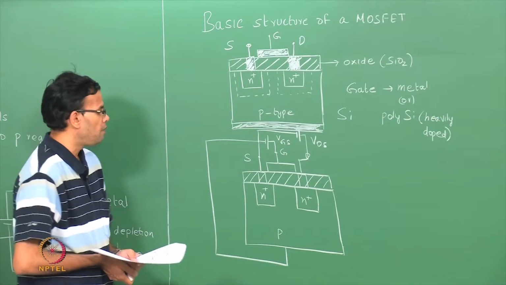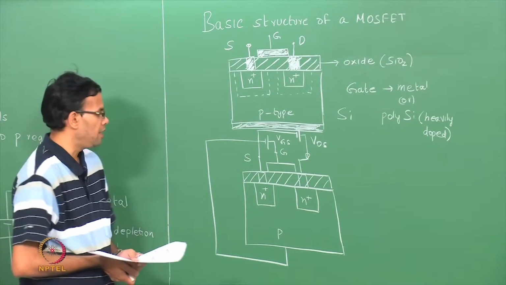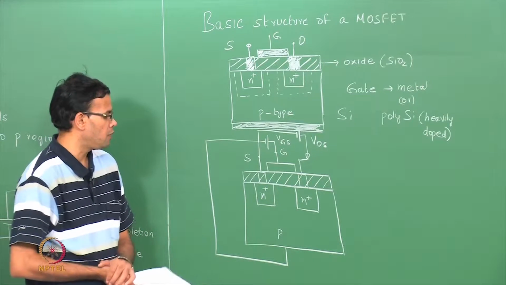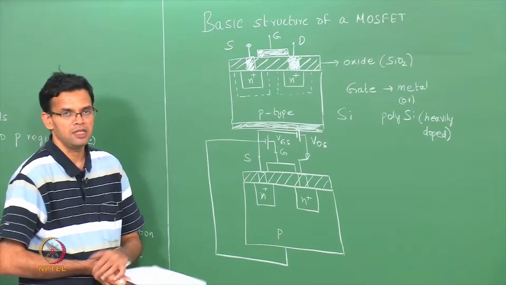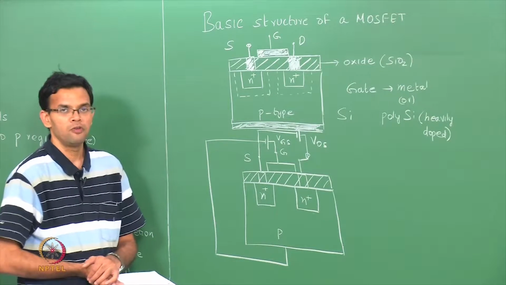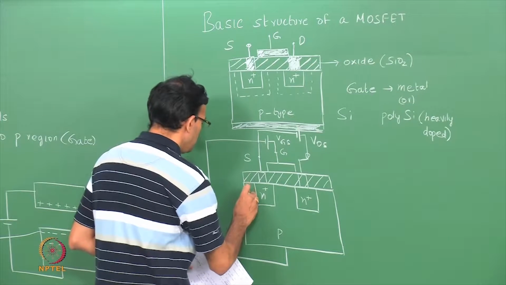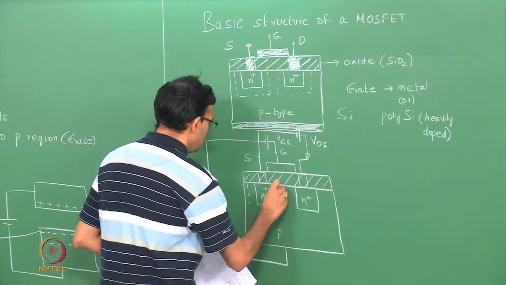So we are going to apply a potential to the gate in such a way that holes will flow away from the gate towards the bulk of the p type and electrons will flow towards the oxide layer. So we have two depletion regions here.